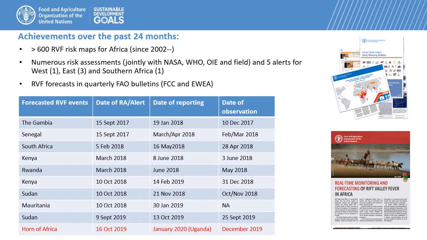These regular assessments are included in our FAO bulletins, like the Food Chain Crisis and Early Warning, Early Action bulletins. In this table, you can see our prediction capacity, because the table reports the countries with forecasted Rift Valley fever events, the date when we issued our assessment or alert, and the date of reporting and observation of the outbreak. On average, you can see that we have a prediction capacity of almost 2 months, in some areas even more. This was possible because by moving to Google Earth Engine, we reduced enormously all the pre-processing work for the satellite images.